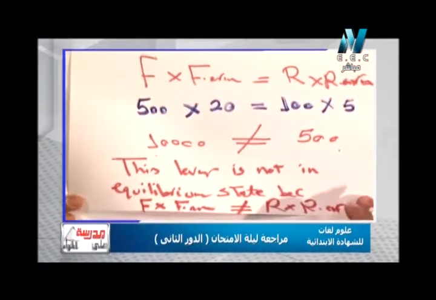Surely this problem is very easy. The problems of lever are very easy on one condition. شرط واحد بس. You must at first write the law and you can write each value under its name, and at last you can answer the problem.